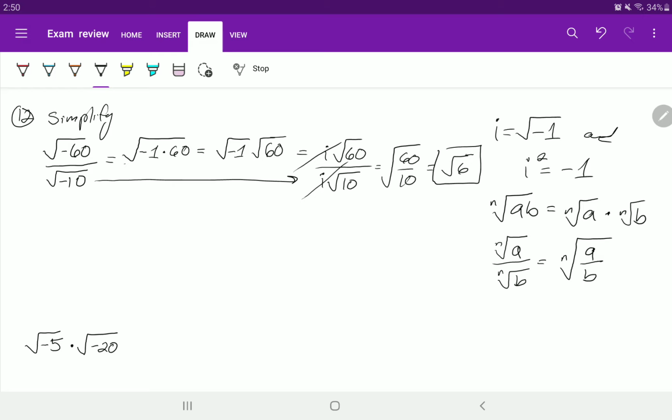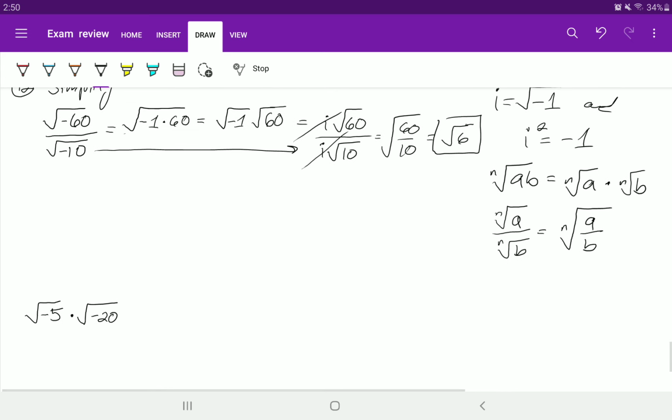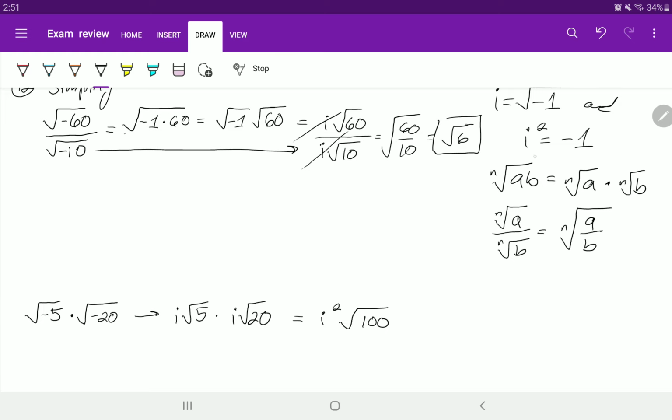All right, let's move on to the next problem for 12. Once again, take the negatives outside of the square root, and that becomes imaginary. So it's going to be i square root of 5 times i square root of 20. Let's multiply like terms. i times i is i squared. The square root of 5 times the square root of 20 is the square root of 100. Once again, i squared equals -1. So that is going to be -1 times the square root of 100.